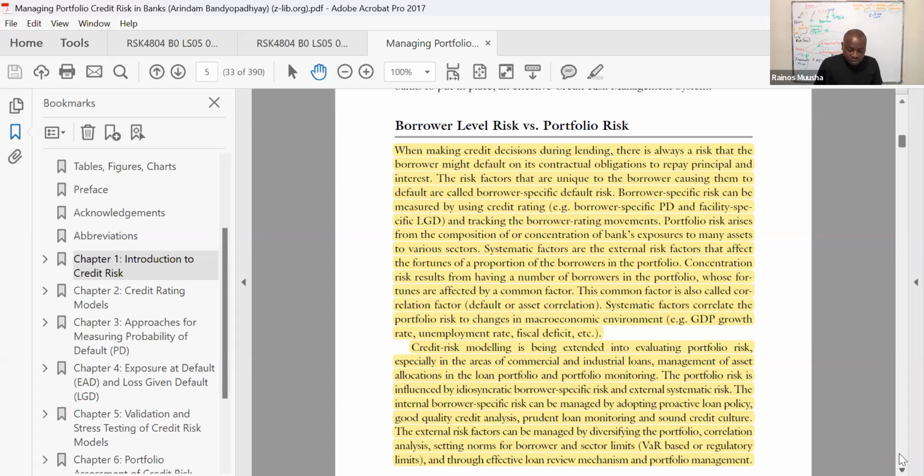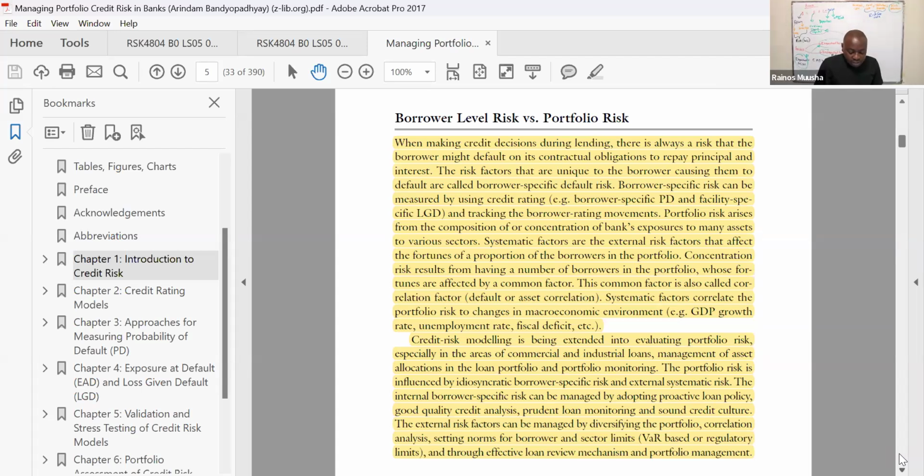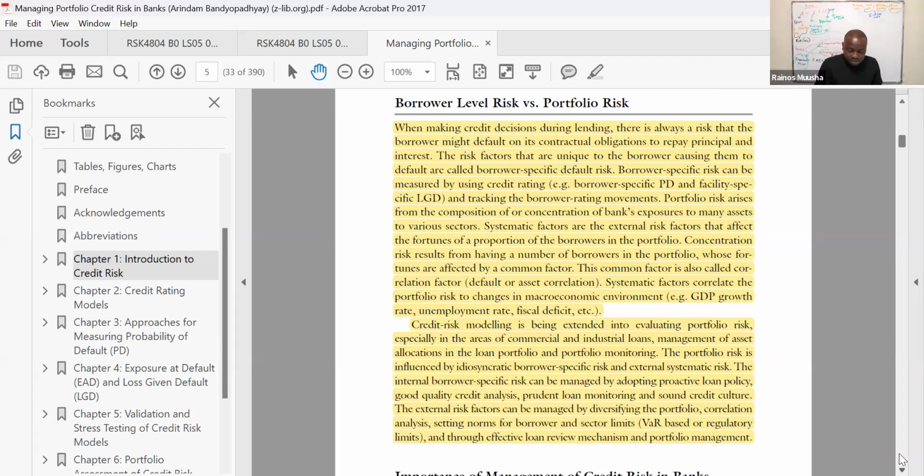So systematic factors correlate the portfolio risk to changes in the macroeconomic environment, for example, the gross domestic product growth rate, unemployment rate, fiscal deficit, etc. So credit risk modeling is being extended into evaluating portfolio risk, especially in the areas of commercial and industrial loans, management of asset allocations in the loan portfolio, and portfolio monitoring.